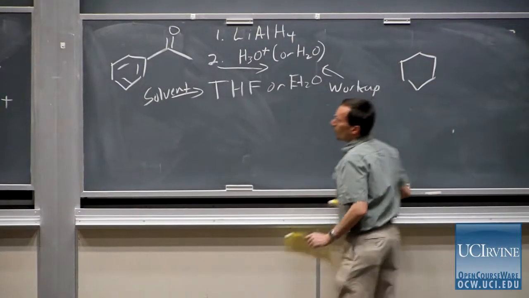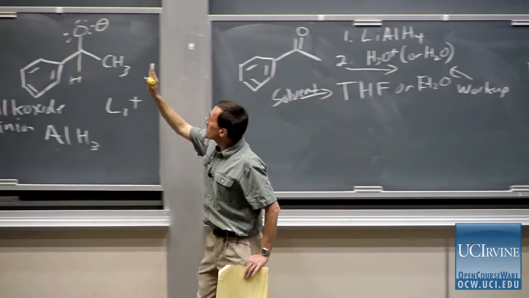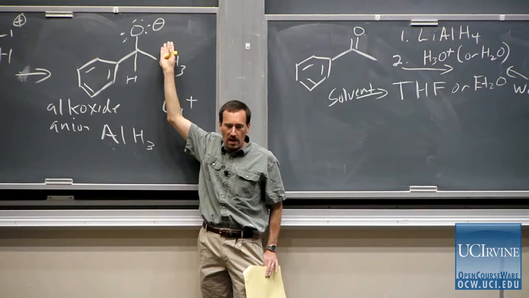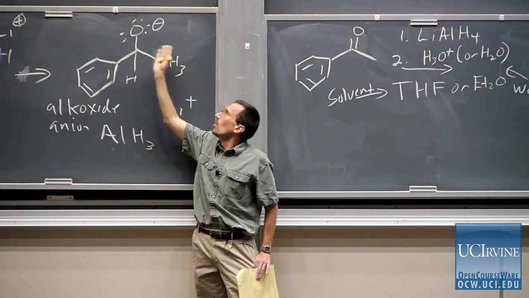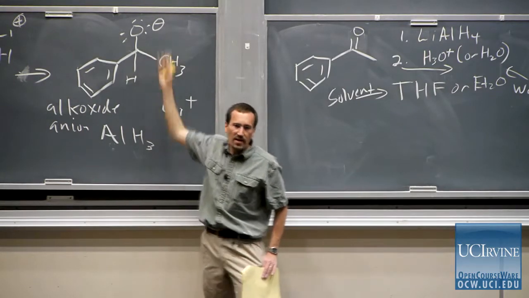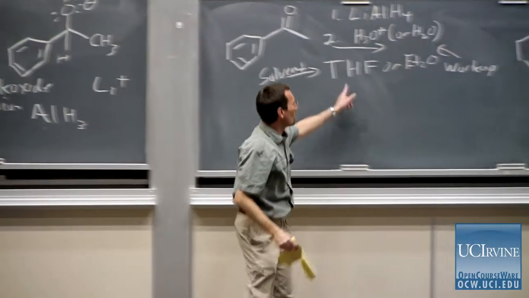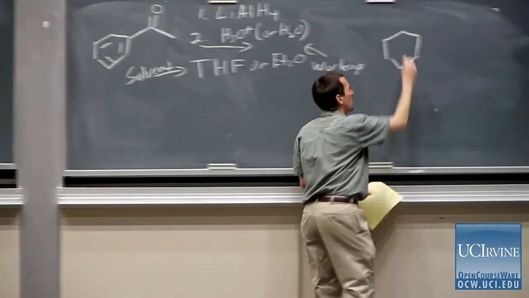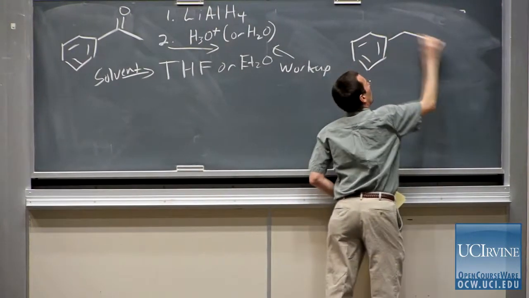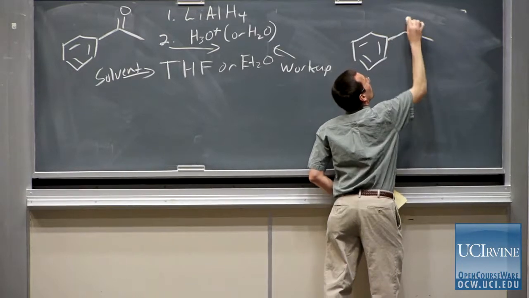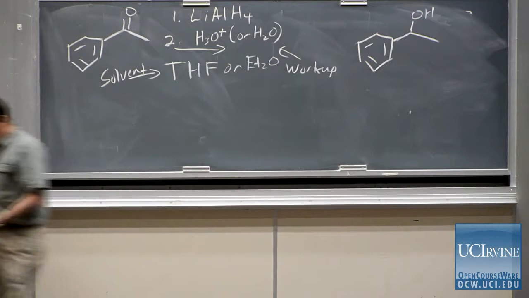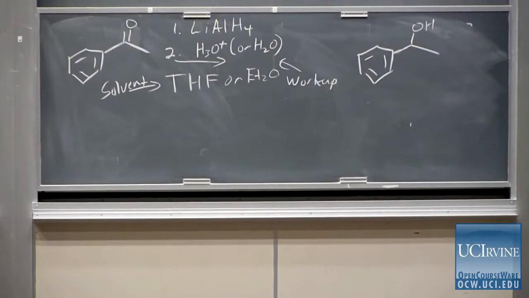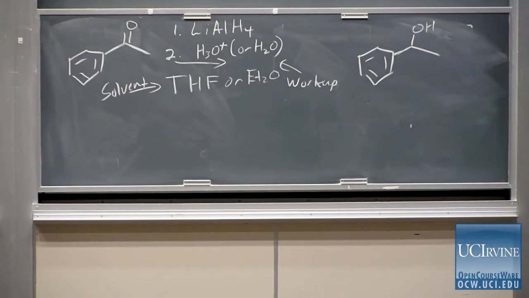The main thing, of course, is that until we add something that provides a proton, whether it's acid, H3O plus, aqueous HCl, or whether it's water, we have an alkoxide anion. But after the workup, you isolate your product, the alcohol. And as I said, organic chemists are typically very bad about balancing equations. So typically this becomes a little recipe.